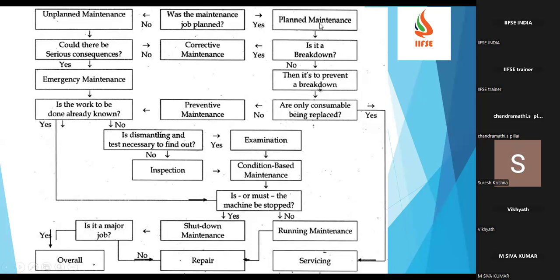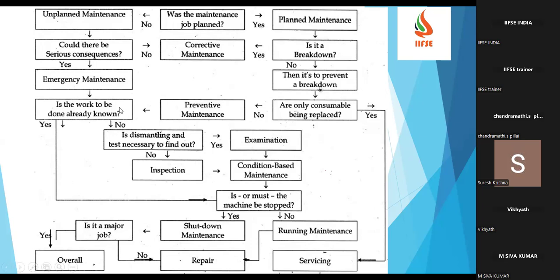Sorry, that was unplanned maintenance. If you see planned maintenance, is it a breakdown? If yes, then we have corrective maintenance. If it is not a breakdown, then it is to prevent a breakdown. So you are doing preventive maintenance to avoid the breakdown of the machine. Then, are only consumables being replaced? If yes, it is called a service. If no, it will go for preventive maintenance.